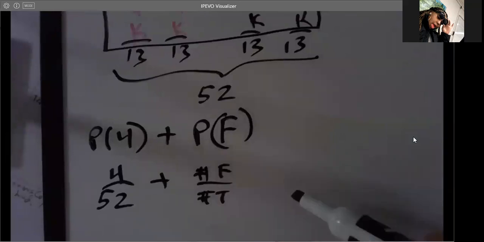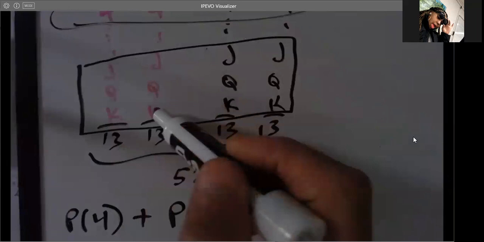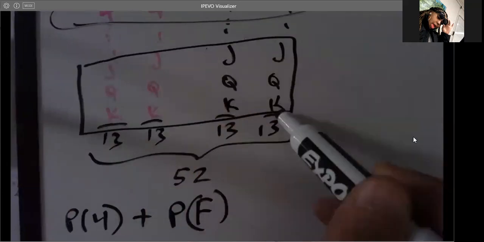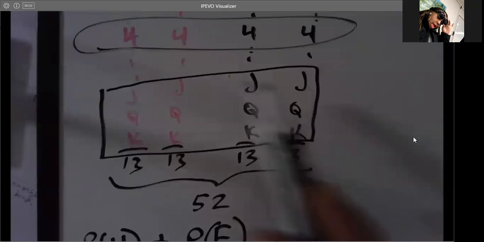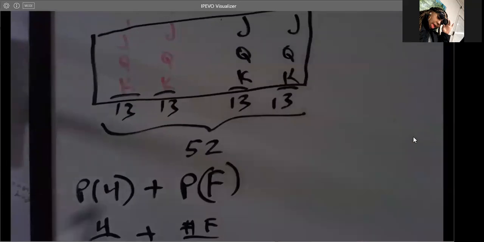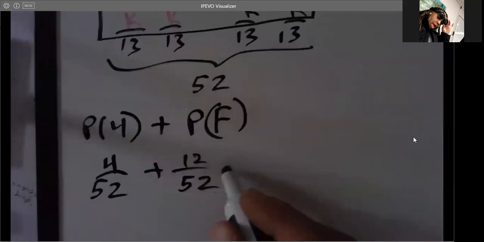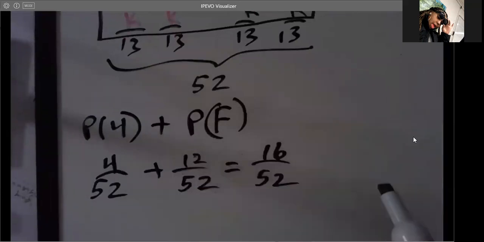Well, there's jack, queen, king of hearts, jack, queen, king of diamonds, jack, queen, king of spades, jack, queen, king of clubs, right? If there's 3 in each suit and there's 4 suits, how many face cards are there? 12. 3 times 4 is 12. So there's 12 face cards over 52 total. So now we just add them up. 4 plus 12 is 16 over 52.